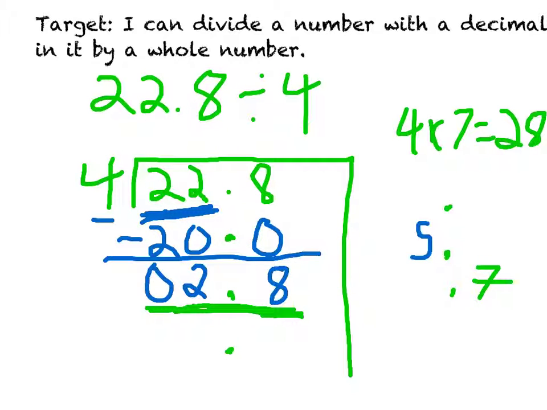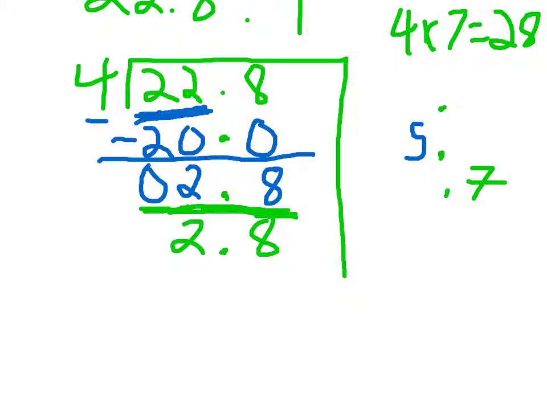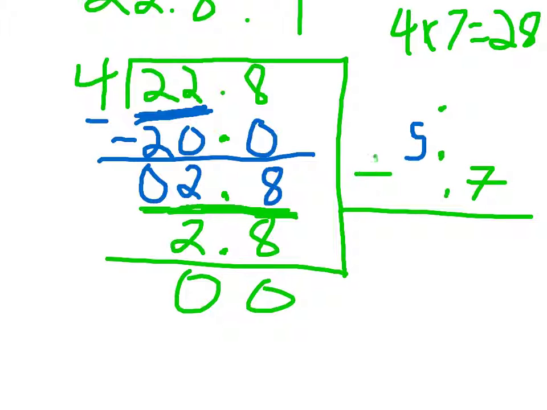And then we're going to do the multiplication. 4 times 7 is 28, but we have 1 decimal point, so 2.8. Then I'm going to move this down a little bit. And then we do our subtraction. We get 8 minus 8 is 0, and 2 minus 2 is 0. And then to figure out our answer, we're going to add up over here. We have 5.7.